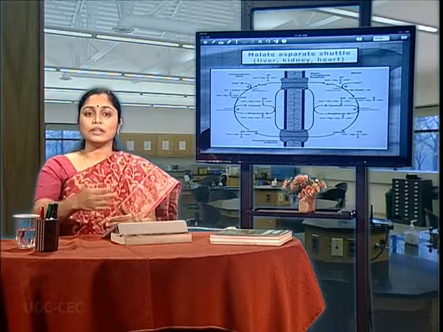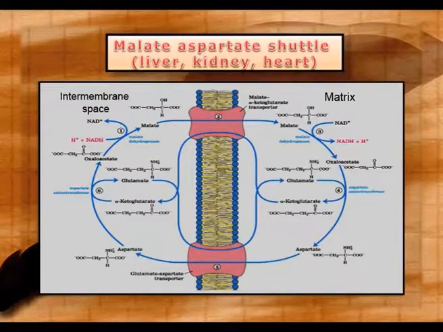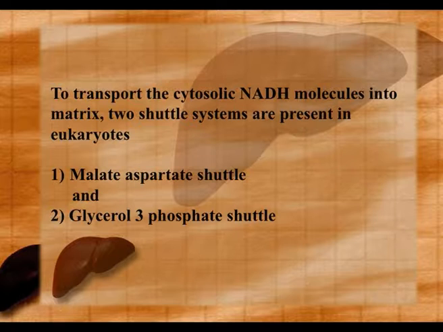Now, in eukaryotes, the electron transport chain occurs in the inner mitochondrial membrane, and NADH dehydrogenase is capable of using the NADH molecules present in the mitochondrial matrix only. So, the NADH molecules produced during glycolysis in the cytosol must enter into the matrix. In eukaryotes, 2 shuttle systems carry the cytosolic equivalent of NADH into the mitochondrial matrix. One is called the malate aspartate shuttle. It is the most active shuttle system for NADH, and it is present in liver, kidney and heart.